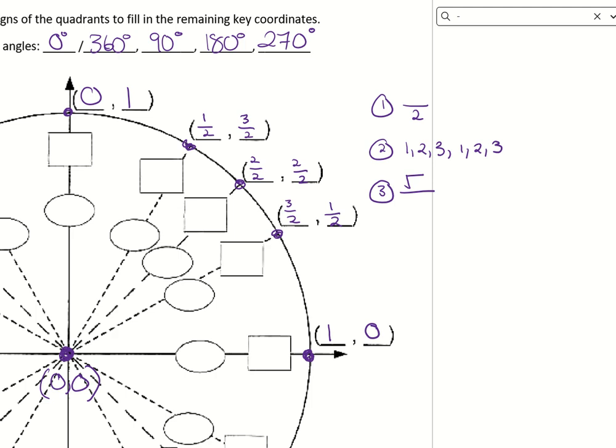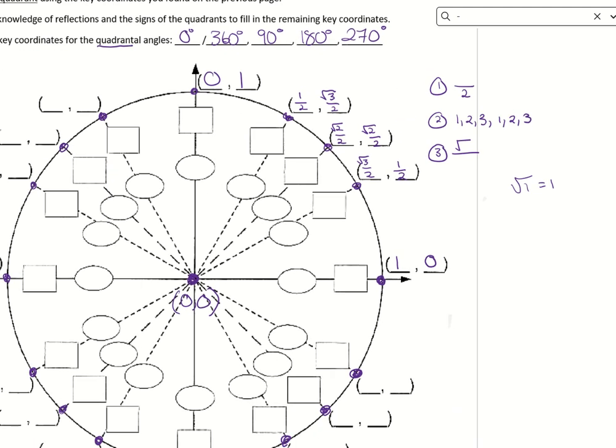Now we already know that the square root of 1 is just 1, so we're going to leave our 1's alone, but we're going to put our 2's and 3's under some radicals. So if you can put everything over 2, count 1, 2, 3, 1, 2, 3, and put all your numerators under radicals, you are going to be good to go to label these 3 key points.